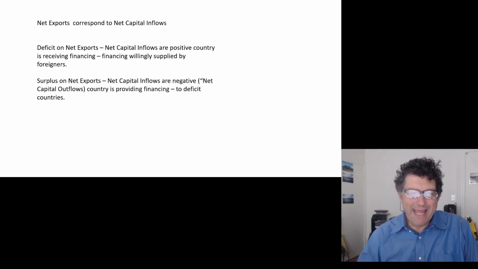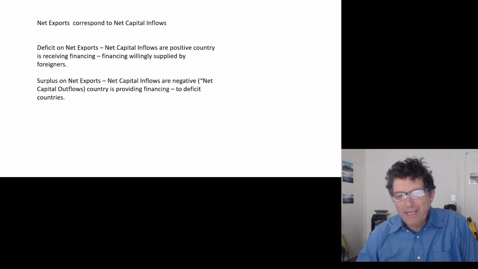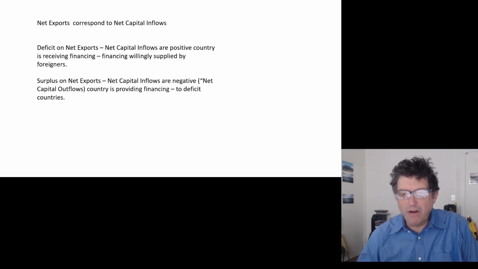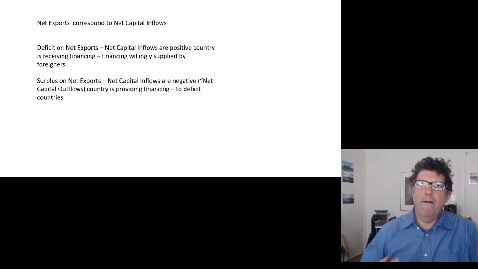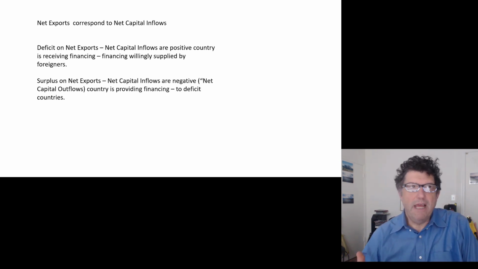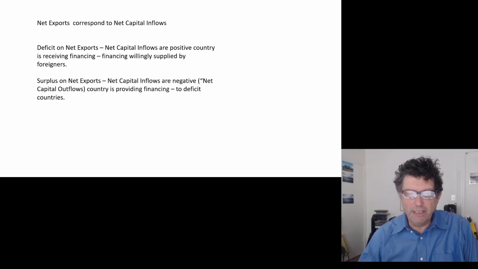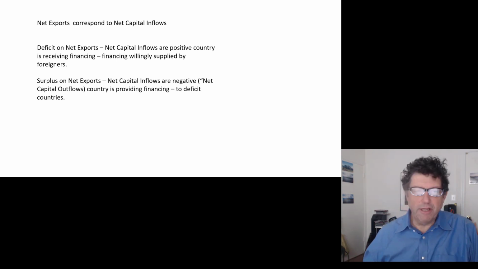In the other direction, if you have a surplus on net exports, let's say you're exporting more than you import, then net capital flows are negative. These are going to be net capital outflows, not net capital inflows. The idea is that if you are earning more than you're spending, that means you have some savings that you can help finance, let's say, extra spending in other countries. So you'll be providing that extra financing to deficit countries. So there's a symmetry there.